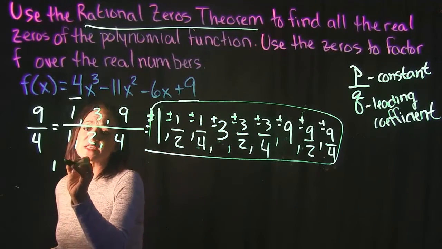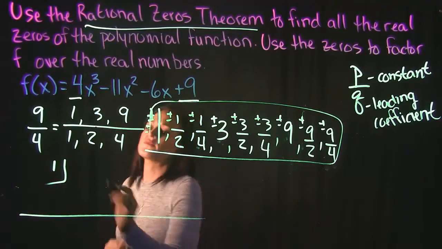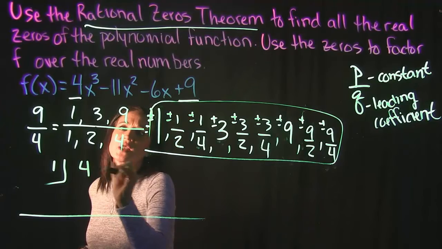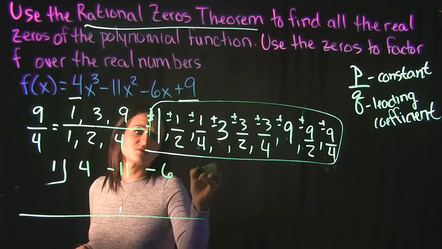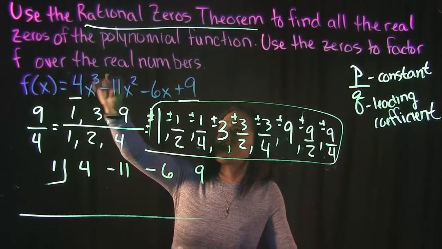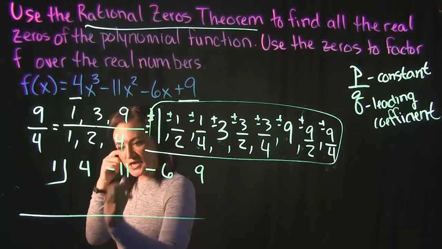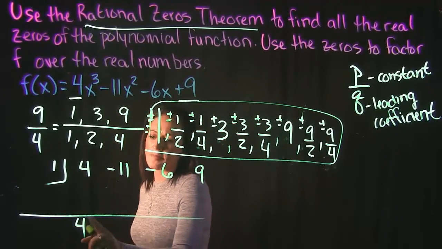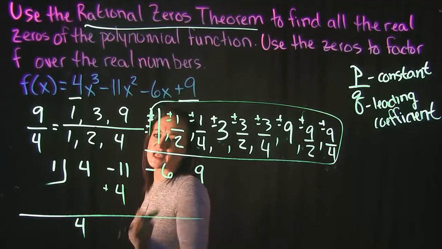So first I'm going to test 1 using synthetic division. I'm going to put my 1 over here, and with synthetic division we list all the coefficients of all of the terms that we have in our function. So that would be a 4, a negative 11, a negative 6, and a 9. Doing synthetic division here, we start by dropping down the 4. 4 times 1 is 4, so we put that here. And we add these together.